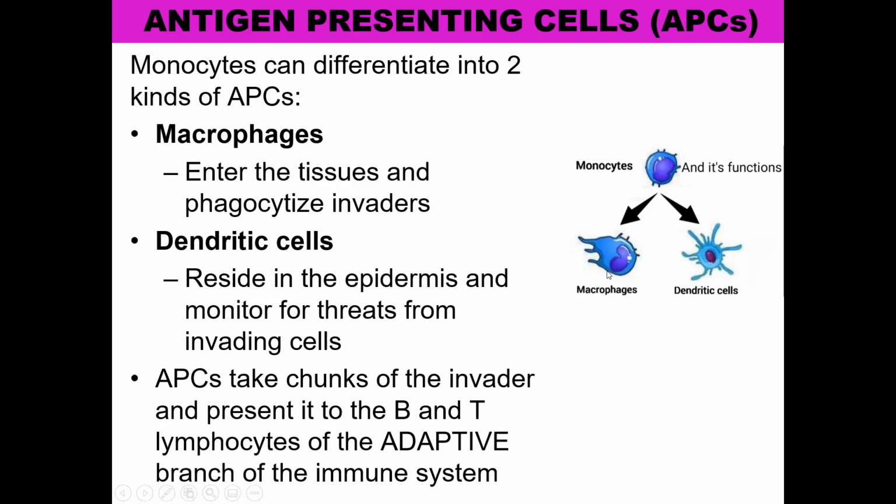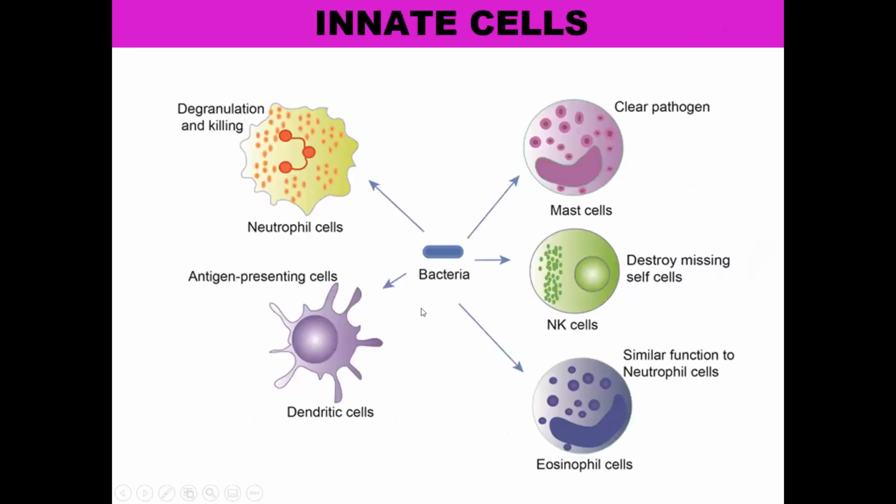Macrophages enter the tissue and they kill by phagocytosis. Like I said, they can take a chunk of what they've digested and show it to the adaptive branch. Dendritic cells do not phagocytize, and they only live in the epidermis. That's the outer layer of your skin. So the dendritic cells only live in the skin, and they are there monitoring for breaches into the skin, and then they can grab a hunk of it and present it over to the B and T lymphocytes of the adaptive branch of the immune system and activate that branch.